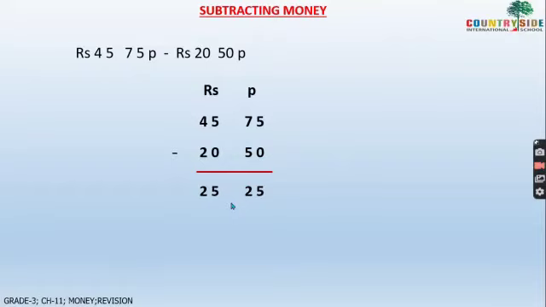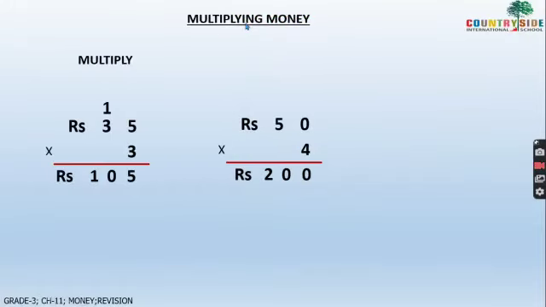Understood, children? Now next is multiplying money. Now children, multiply is also, you know how to do multiplication. Okay, only you have to write rupee and paise. So see here, rupee 35 multiply by 3. Now here you need to multiply. So 3 5s are 15 and 3 3s are 9 plus 1 is 10. So write 10 over here. So it is rupees 105 is your answer. Understood, children? Simple multiplication you have to do.